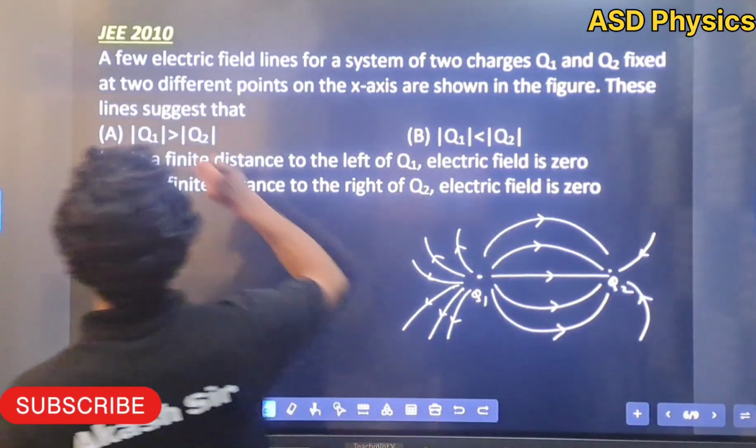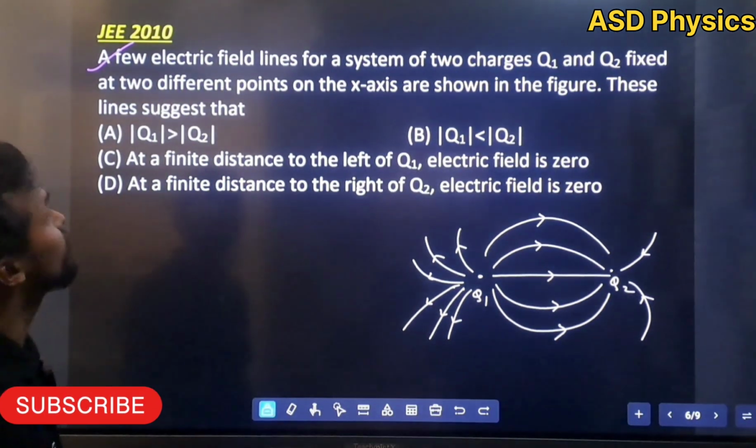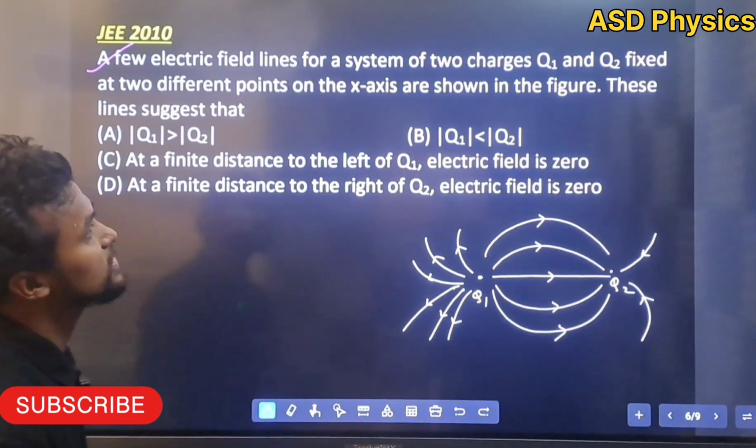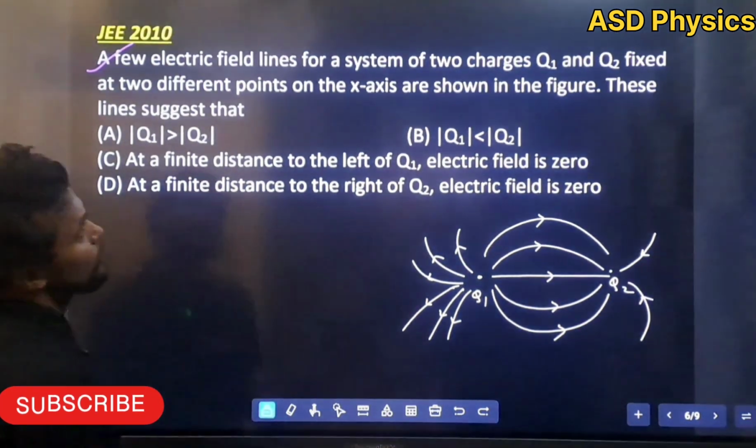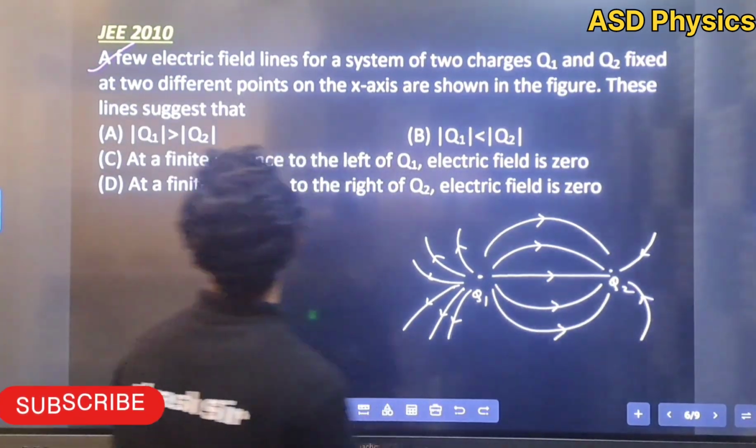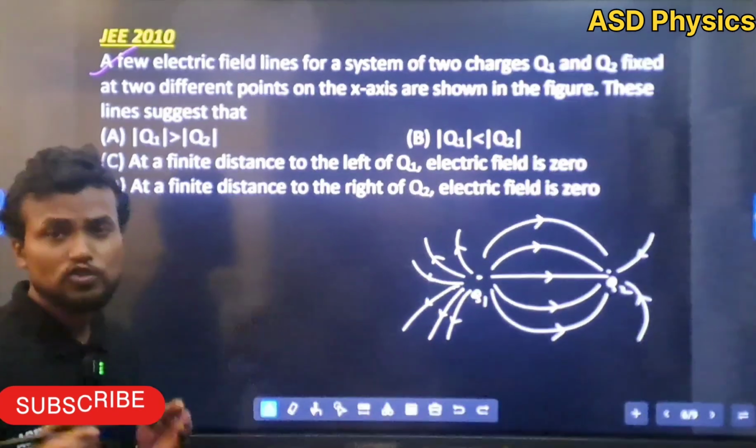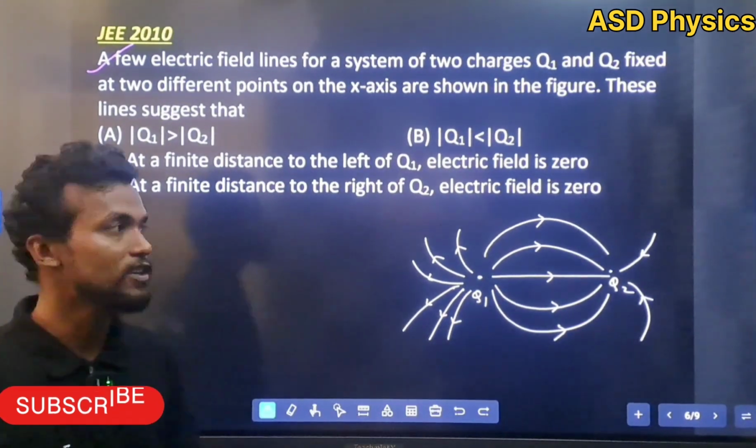Next one please, let's see this question. A few electric field lines for a system of two charges Q1 and Q2 fixed at two different points on the axis are shown in the diagram here. Then this line suggests that here. So students, here we have to use the properties of electric field lines.